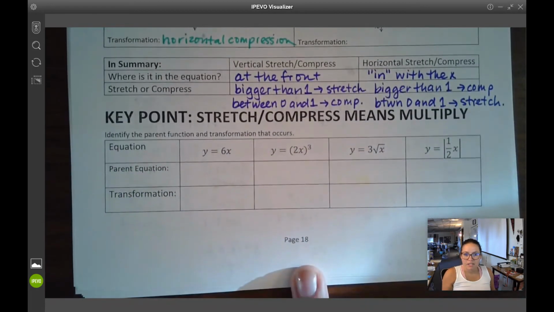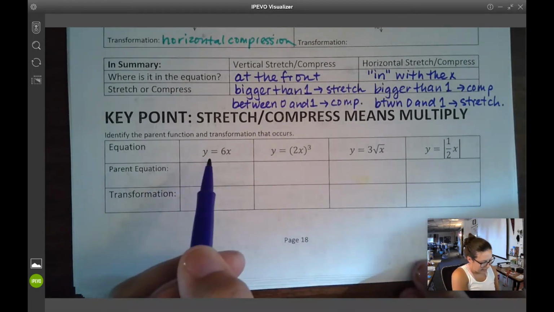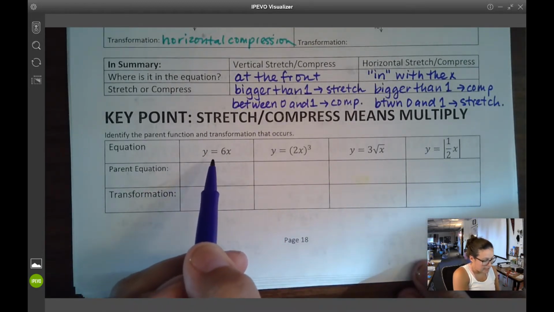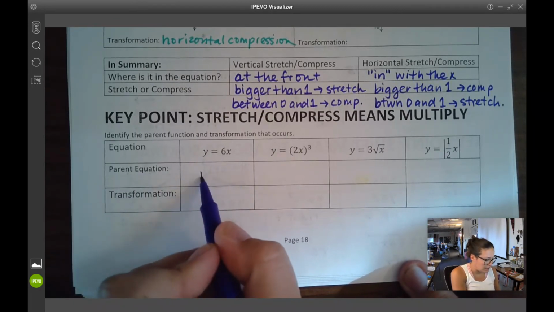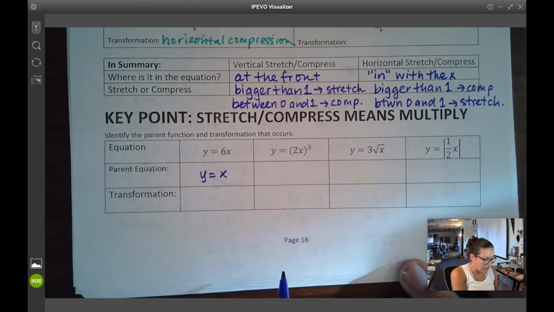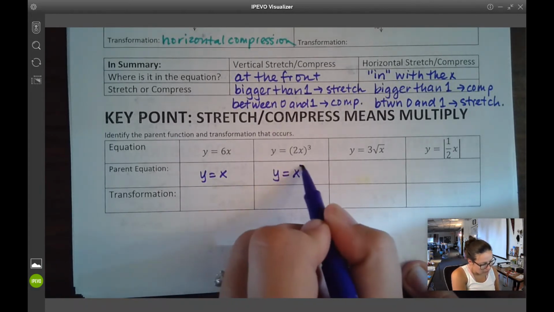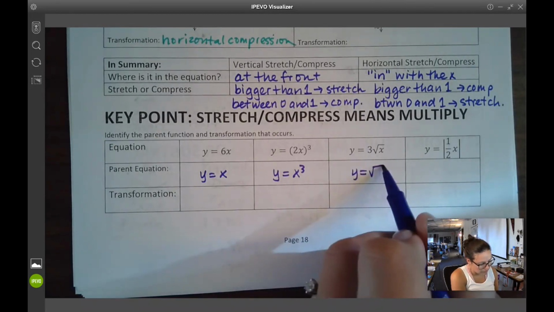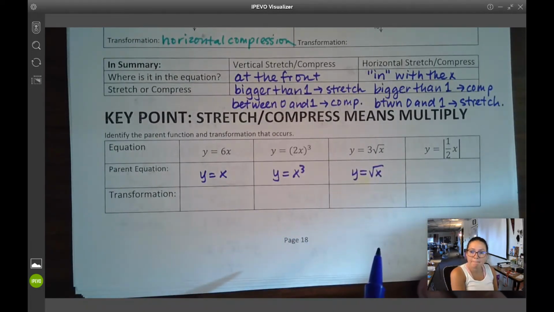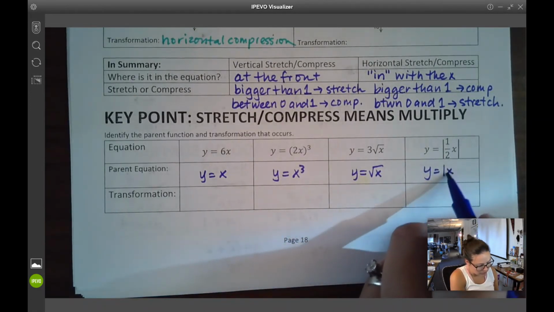Okay, let's try these examples here. I'm going to go through and identify our parent functions here. Okay, so this is our linear function, just y equals x. This is our cubic function, our square root function, and the absolute value function.